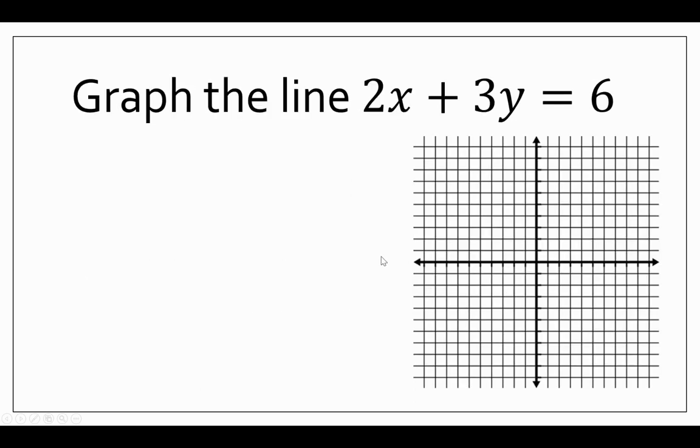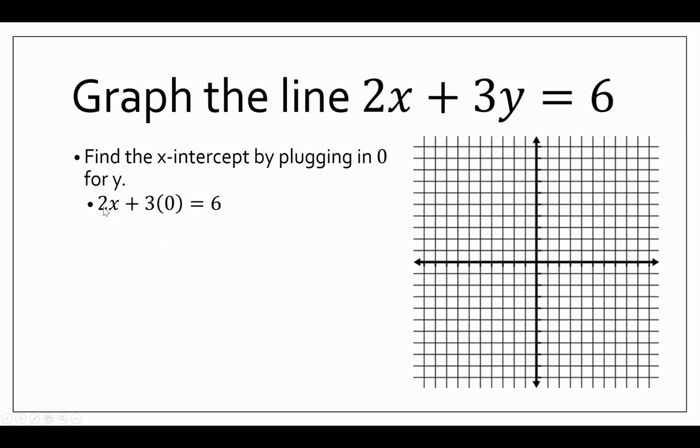Let's see an example here. If you want to graph the line 2x plus 3y equals 6, we find the x-intercept by plugging in a 0 for y, so we put a 0 in place of that. 2x plus 3 times 0 equals 6. Solve it down to 2x equals 6, and then divide by 2 to get x equals 3. So that is our x-intercept point. This is where the line will cross the x-axis.